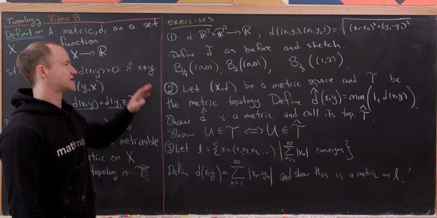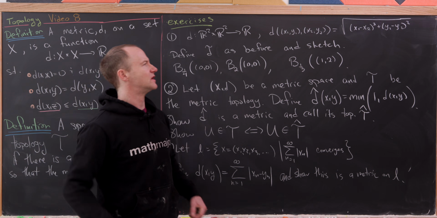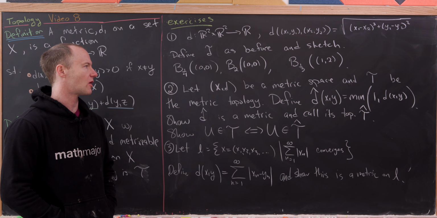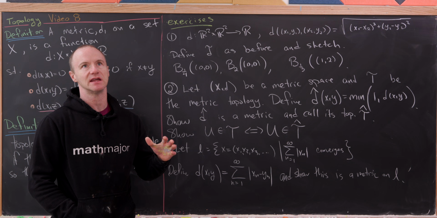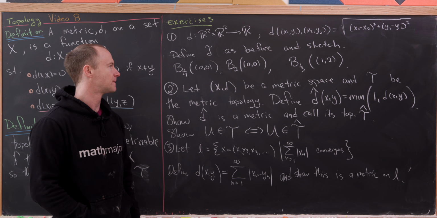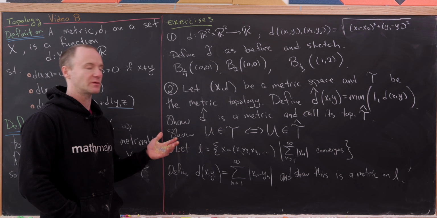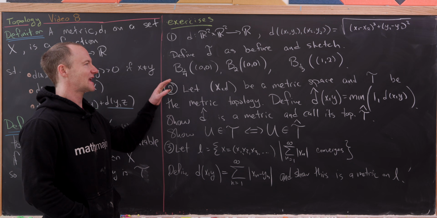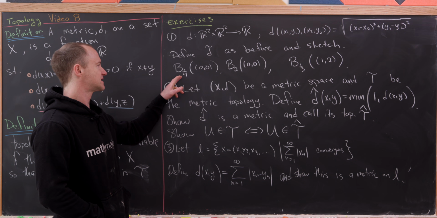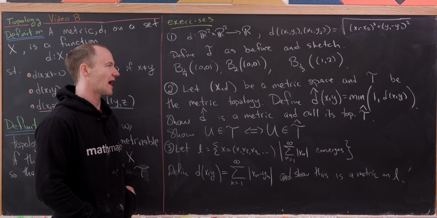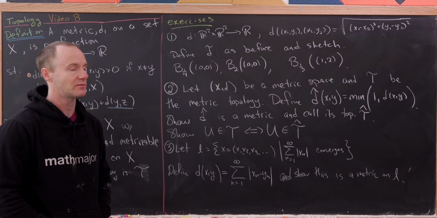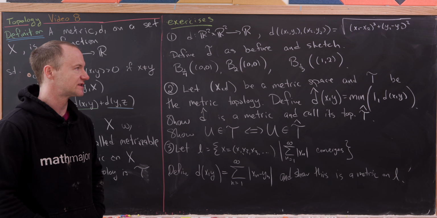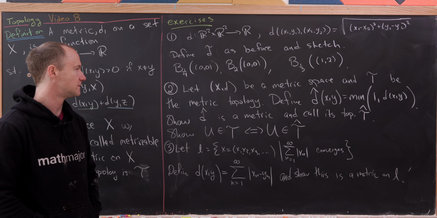Okay, so here are some exercises. Let's just say we've got the normal Euclidean metric on R2, and then we define this metric d tilde as in the previous example. Now, we know that's a metric from the previous example. Let's sketch the following three sets: the ball of radius 1/4 centered at the origin, the ball of radius 2 centered at the origin, and finally the ball of radius 1/3 centered at the point (1, 2).